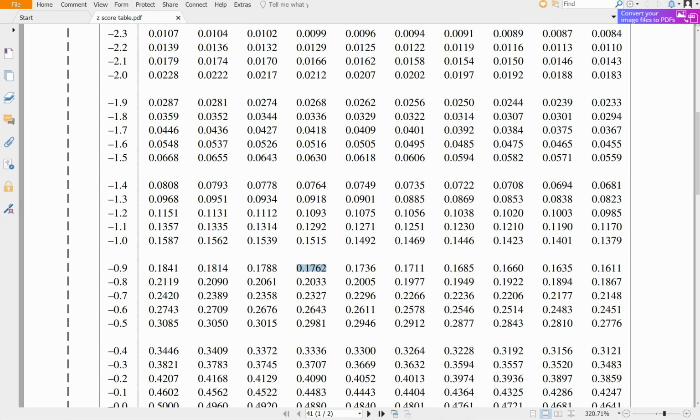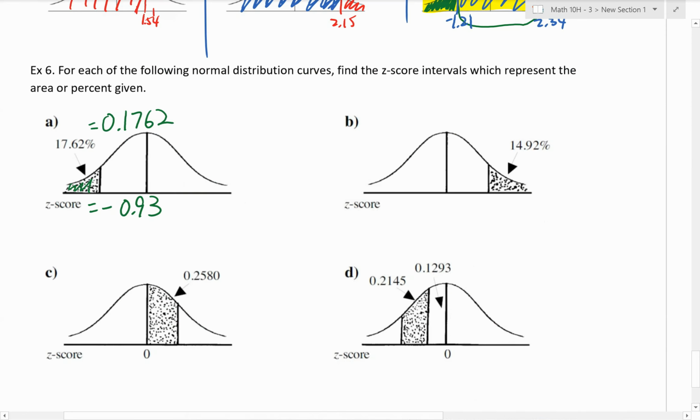Yes, negative 0.93. Okay. For part B, I'll do this one as well. This gives you what's on the right. Again, if you convert this into a decimal, this is 0.1492, so to the right is 0.1492. That means to the left, this portion is going to be 1 minus 0.1492. If you put this into a calculator, this is 0.8508.